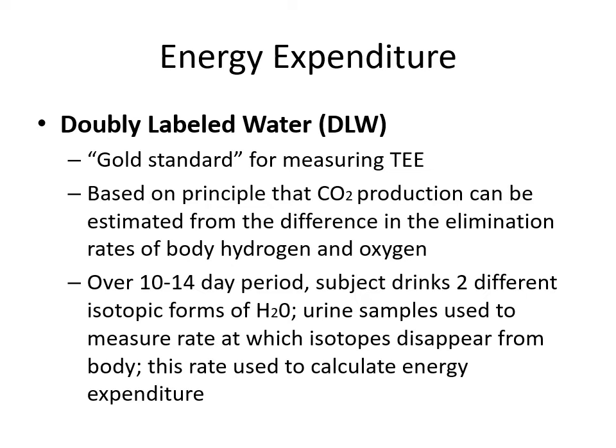Other ways to assess this, we can use what's known as doubly labeled water. So this is the gold standard for actually measuring total energy expenditure. And this is based on the principle that CO2 production can be estimated from the difference in the elimination rates of hydrogen and oxygen. And so over a 10 to 14 day period of time, subjects drink 2 different isotopic forms of water, and urine samples are used to measure the rate at which these isotopes disappear from the body, and this allows us to calculate energy expenditure. So again, through the breakdown and excretion, we can then see how fast your body is breaking things down, which is what's telling us your metabolism.